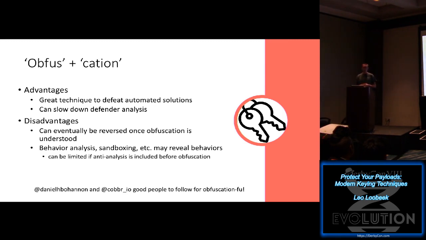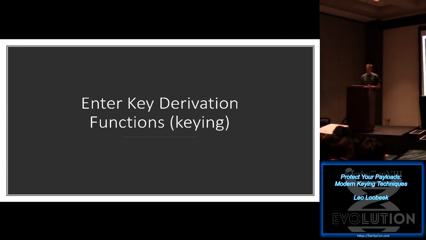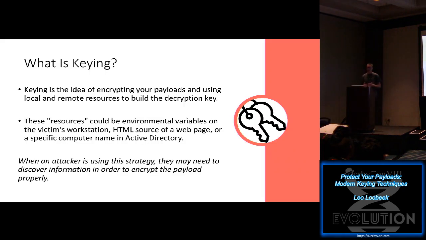Daniel Bohannon has done a lot of great work around obfuscation, same with Ryan Cobb, so they're definitely good people to follow. But we'll switch gears into keying and see where that fits in as well. I would describe keying as encrypting your payloads so that they only execute on a specific target, or only execute when you want them to. If they don't, it stays within an encrypted blob. So it's really the idea of encrypting your payloads using local and remote resources to build a decryption key on the target. The main downside is the attacker might have to figure out some of this information ahead of time.